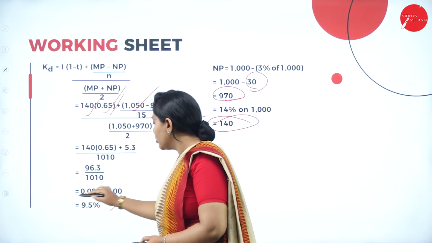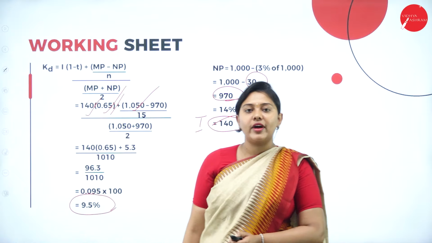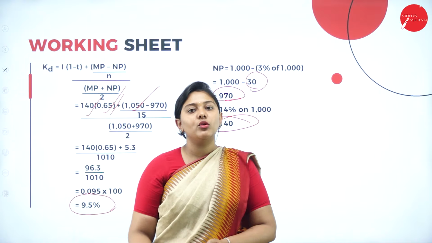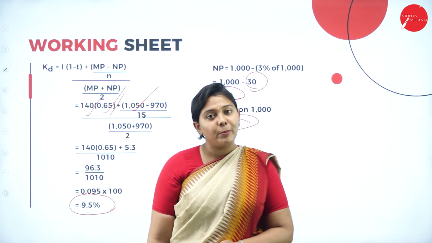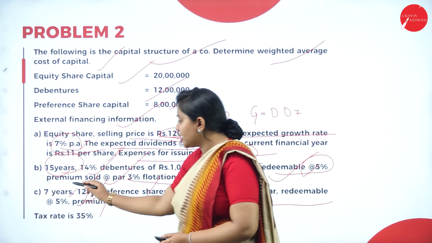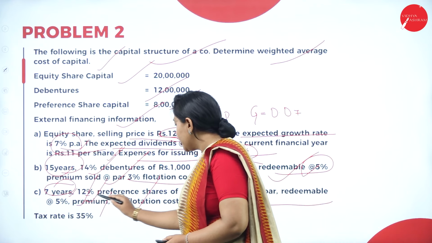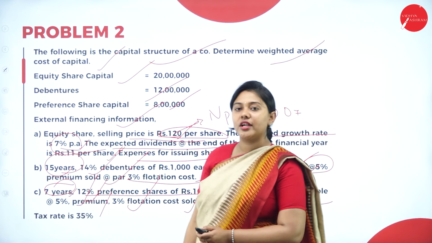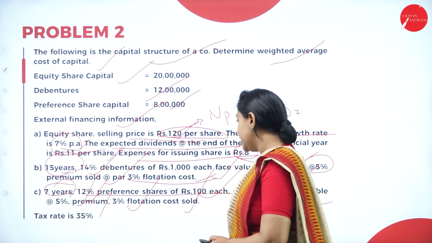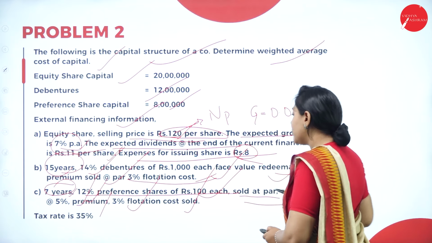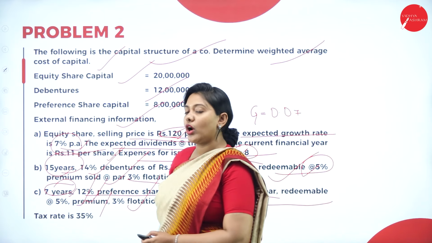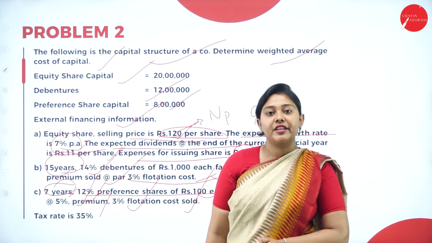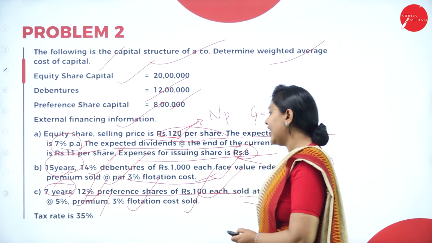The cost of debt you get is 9.5%. Similarly, we'll calculate the specific cost for the preference shares. Number of years is how much? 7 years. 12% preference shares, that is 12 rupees is the dividend, sold at par but redeemed at 5% premium. So 100 plus 5, it is 105, the redeemable value at maturity.